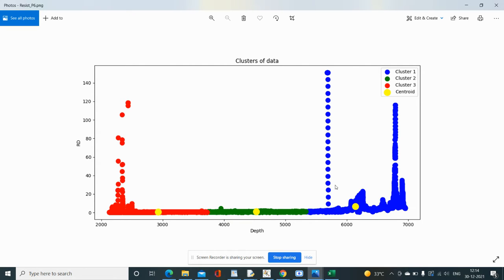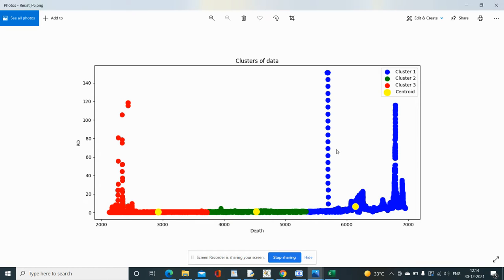So although you can see the trend of the resistivity data as it progresses, here we have higher resistivity. So basically the data is categorized into three clusters.